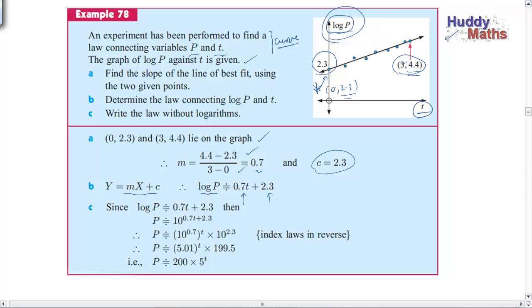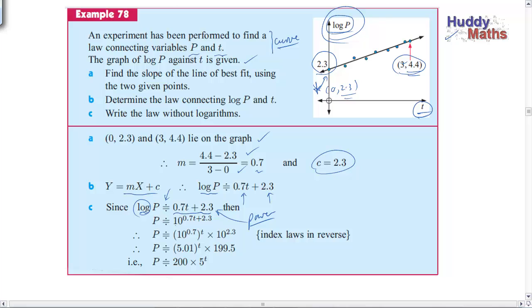So this is by hand now. It's not as accurate as getting the calculator to do least squares regression on it. So therefore we're going to use these approximate signs here. We've got log p is approximately that. Now if the log of p is this, remember logs means powers, so this must be a power, because it's saying the log is this. So that is the power.